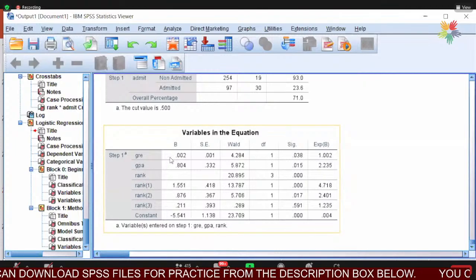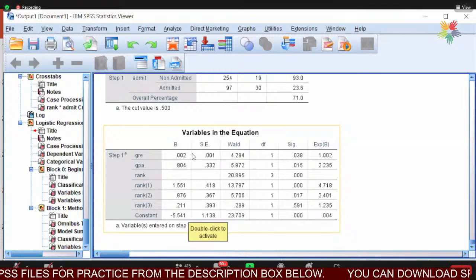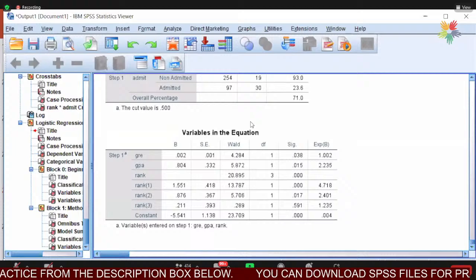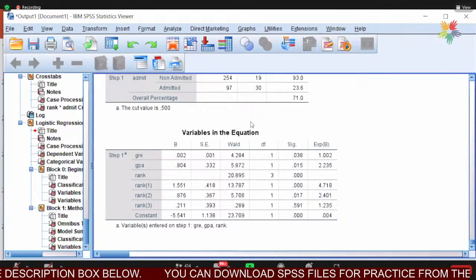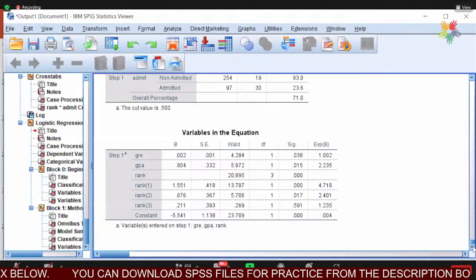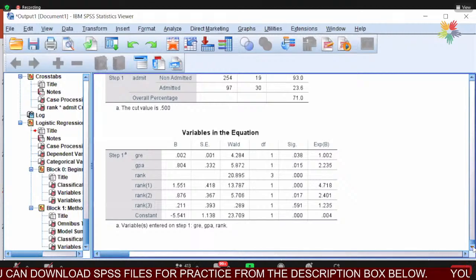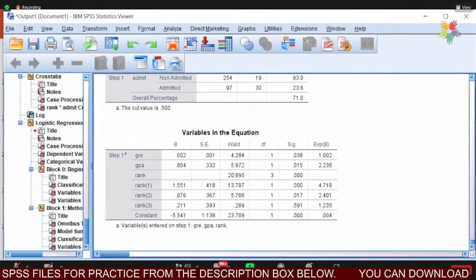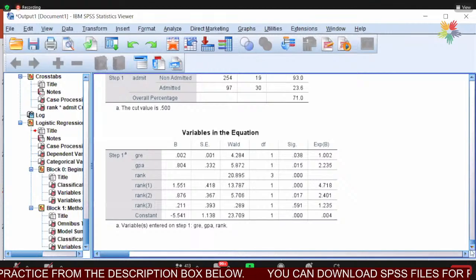If you want to find the percentage, you can find it. So e to the power, this is a constant, e to the power a plus bx. You will get e to the power divided by 1 plus e to the power, then you will get the probability of getting admission. But you can also find out by using the row percentage. So this is with respect to the binary logistic regression.